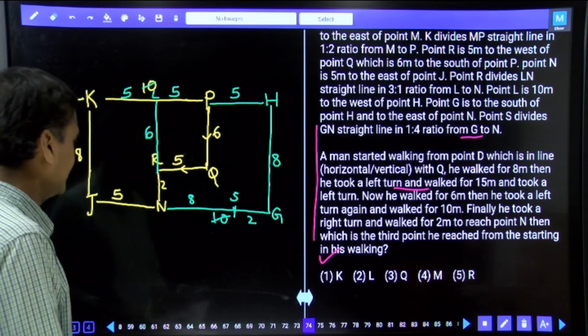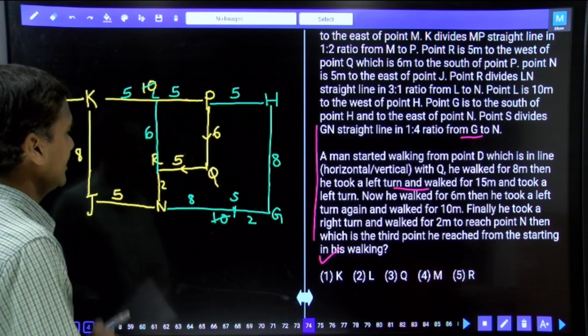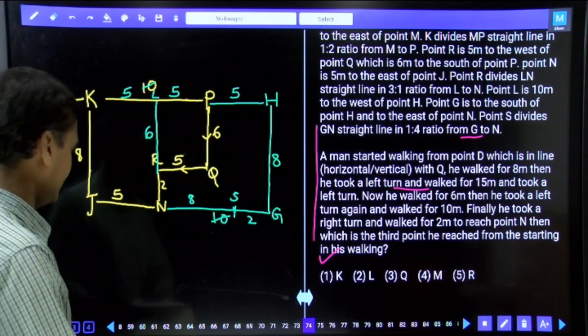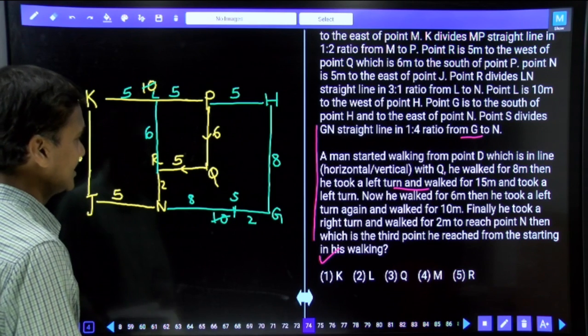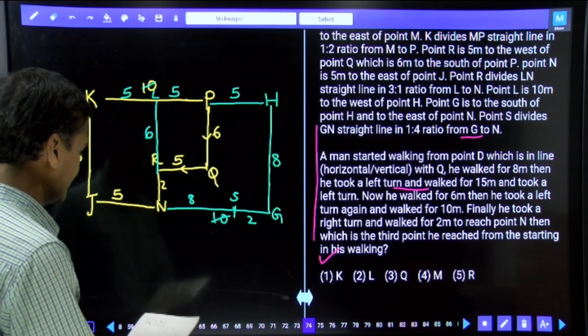Now question number 74. What is the information here? A man started walking from point D. From point D. And D is in horizontal or either vertical straight line of Q.